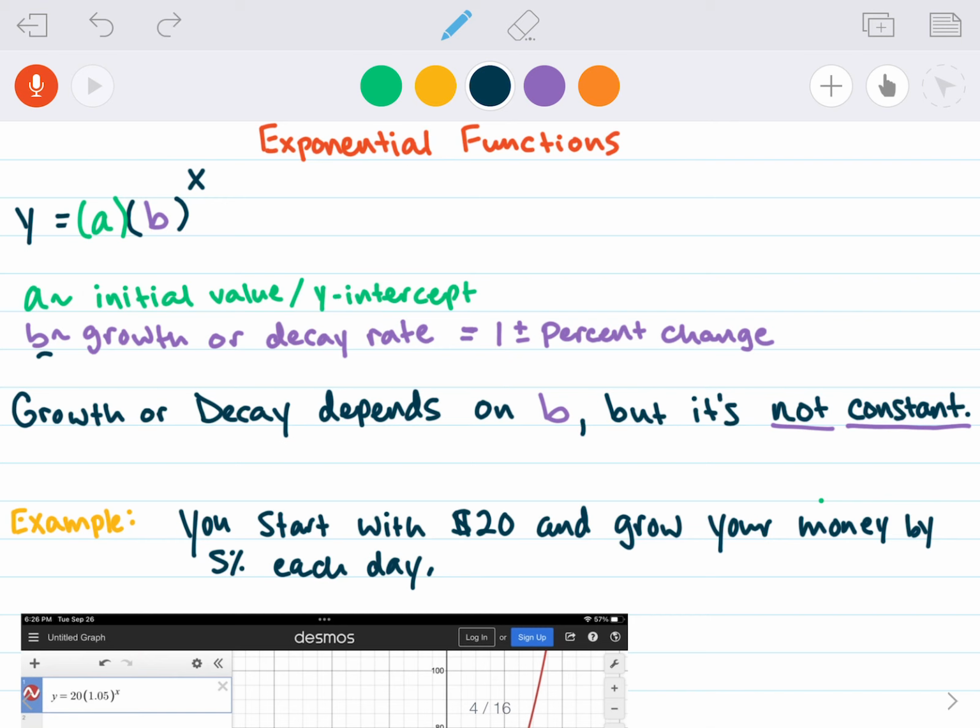So b is called b in the exponential function because b is also called the base. So b is the base of the exponential function. And the growth or decay does depend on b, but it's not a constant number like it is with the linear function. m was the rate of change. b is the growth or decay rate, but the amount that your substance is changing per unit of time is constantly changing.